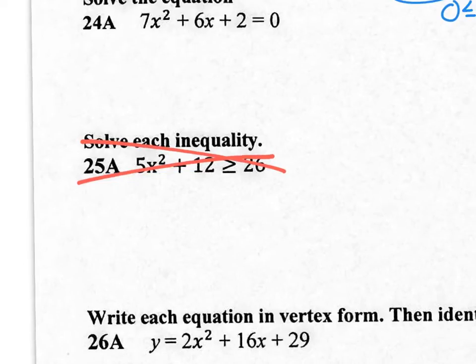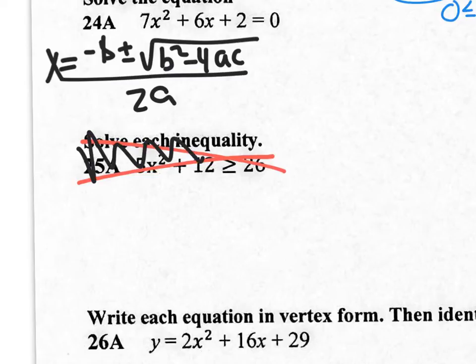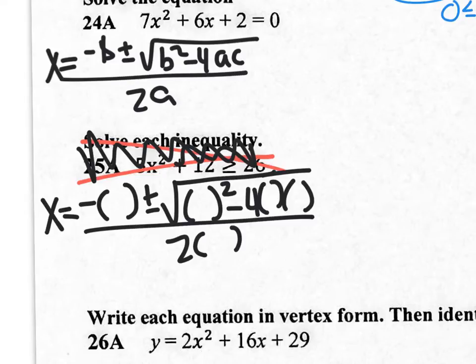So going back to number 24, you're going to use the quadratic formula. And of course, we're going to replace the variables with parentheses. And we're going to plug in the b value, which is 6, the a value, which is 7, the a value, which is 7, and the c value, which is 2. And we're going to work on the discriminant value, the inside of the radical. We're going to start on that.